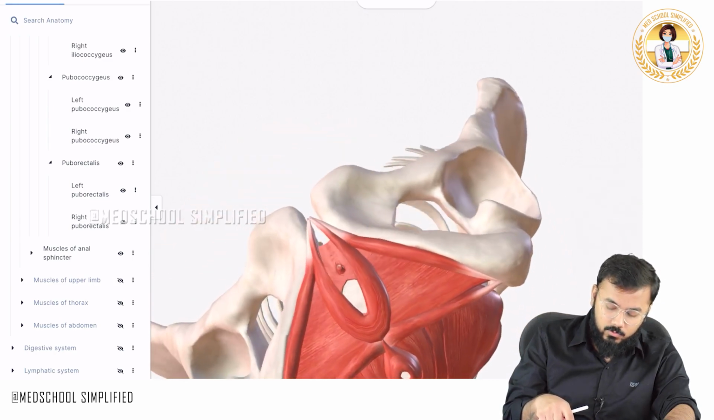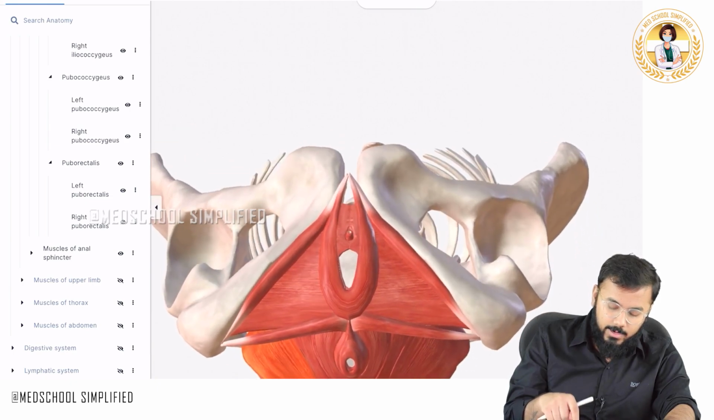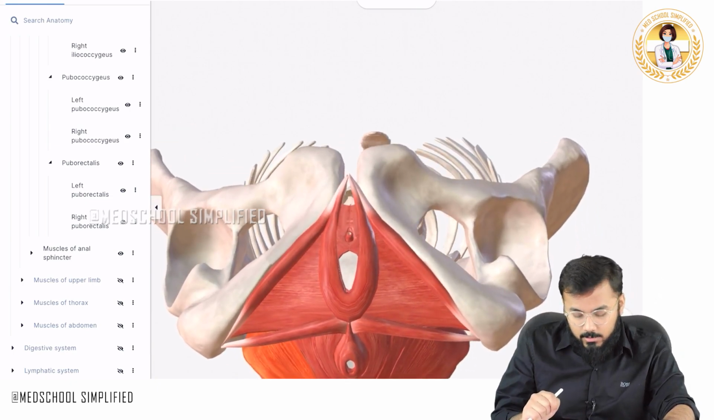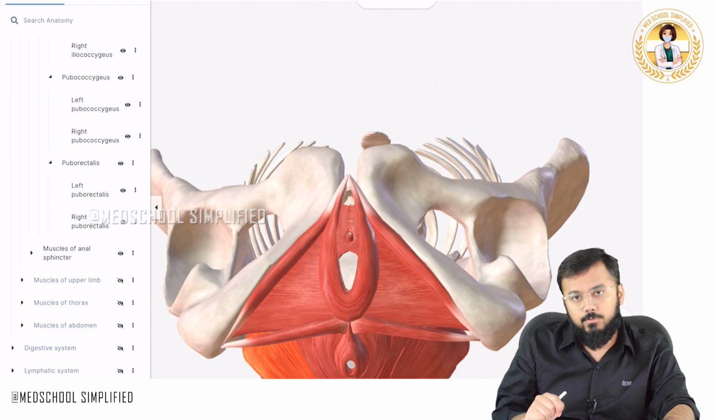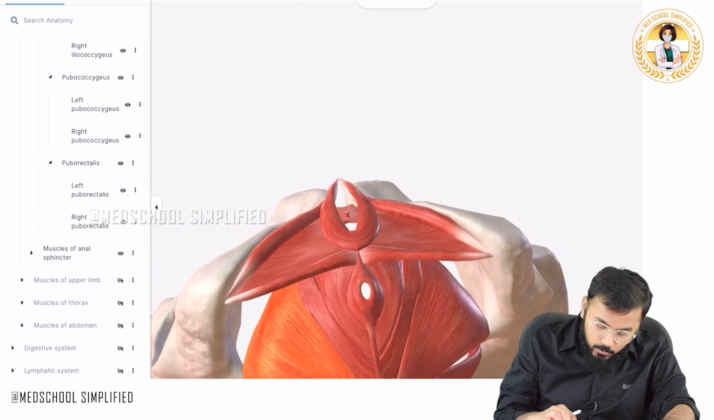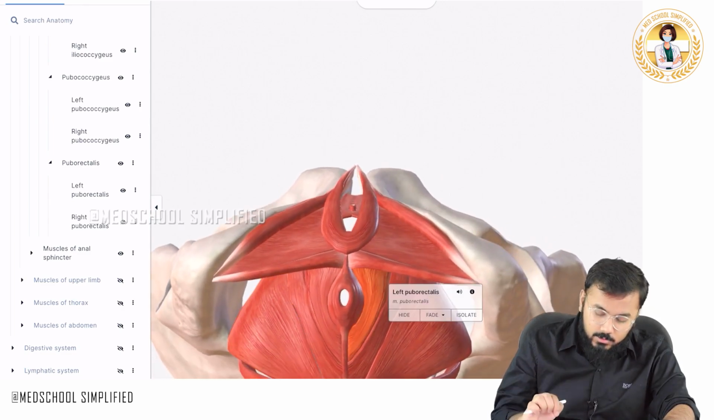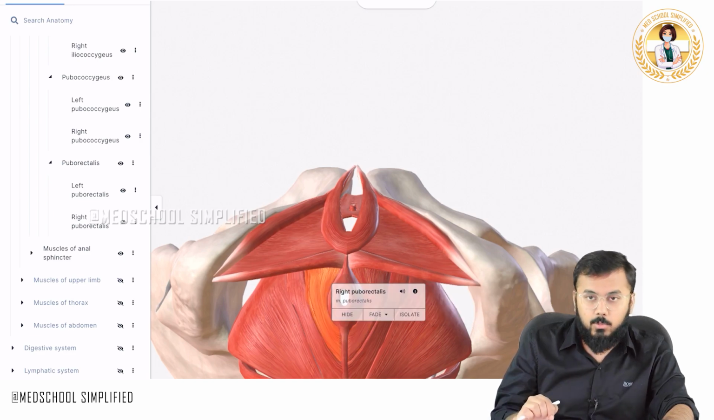So here, this was the thing we were discussing, right? There is one aperture on the top, there is one aperture on the bottom. So what was the first muscle which we discussed over here? We discussed puborectalis. Where is this puborectalis? See, this muscle is your puborectalis. This is left puborectalis. This is your right puborectalis.